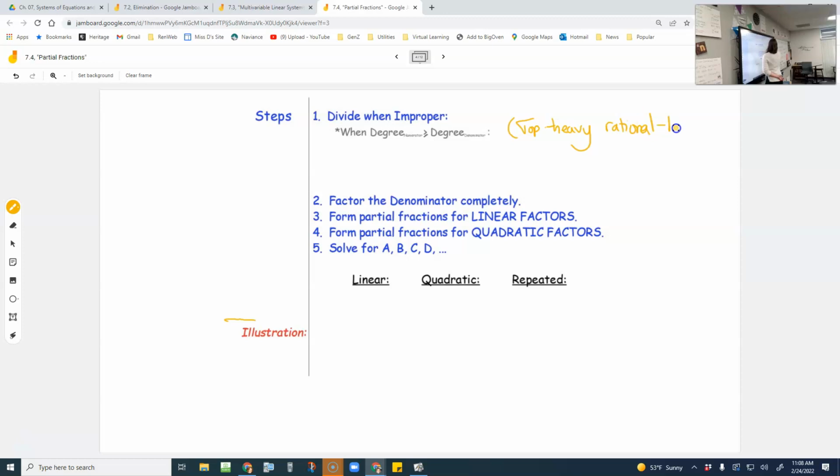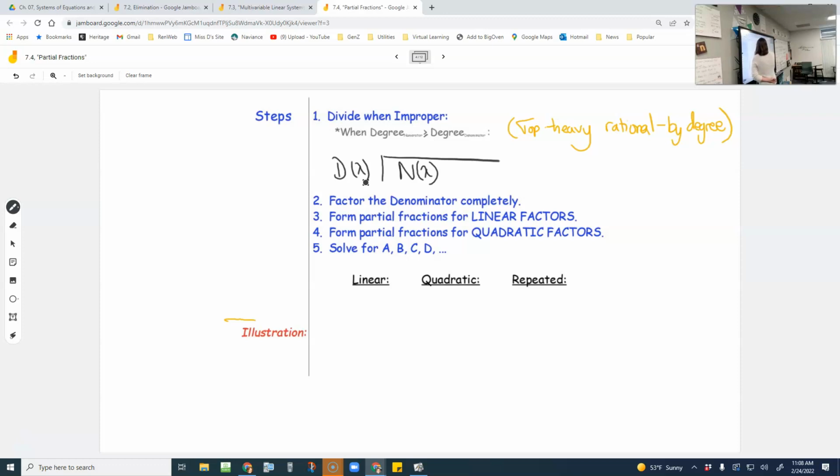Divide when improper. When the degree of the top is greater than or equal to the degree of the bottom, I have a top-heavy rational function. By degree I don't mean numbers, I mean powers, like a quadratic over a linear, or a 4th degree over a 3rd degree. I have a stronger numerator than denominator. I need to divide first because it is not ready to be expanded yet. The first step to breaking it down is dividing, putting the numerator in the box and the denominator on the outside. If it's ever top heavy, you've got to break it down with division first.